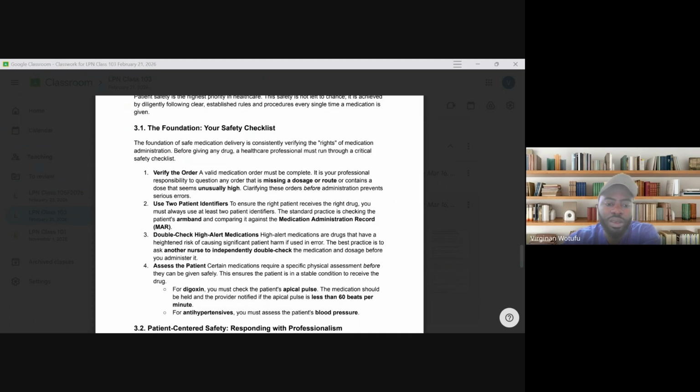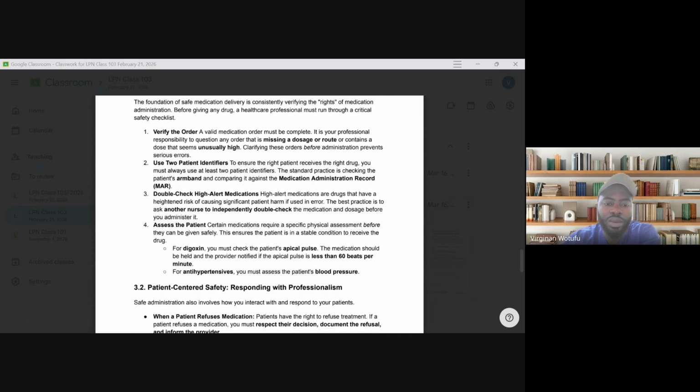So last on the checklist, you assess the patient. Certain medications require physical assessments. Like with digoxin, you need to assess the apical pulse. It should not be less than 60 beats per minute. If it's less than 60 beats per minute, you notify the provider. You don't go ahead to administer. With antihypertensives, you must assess the blood pressure before administering the medication, which is the standard protocol.